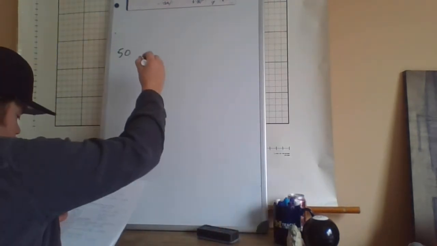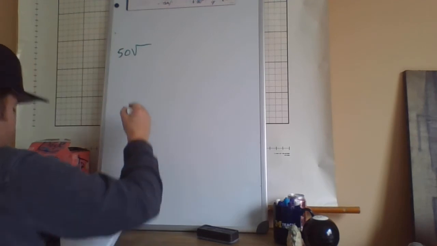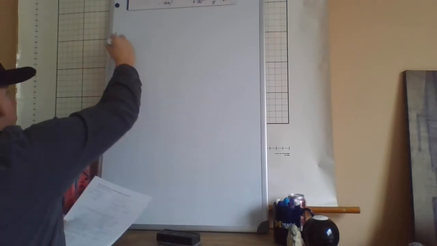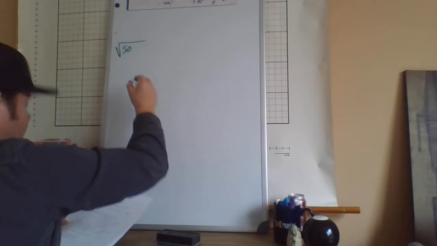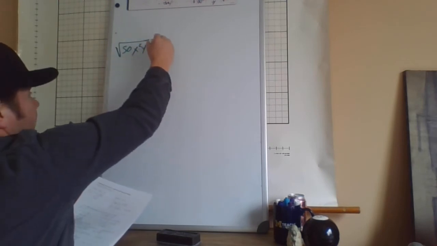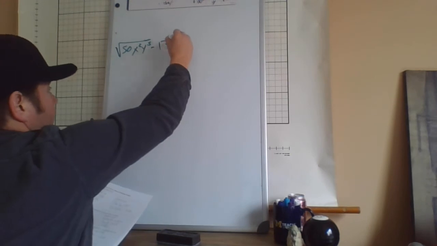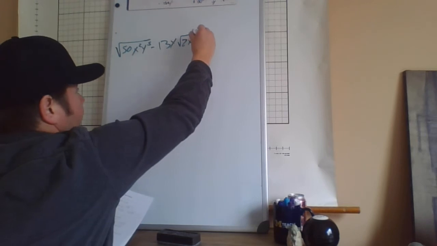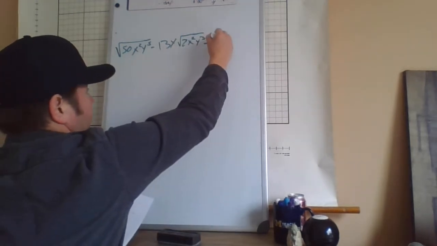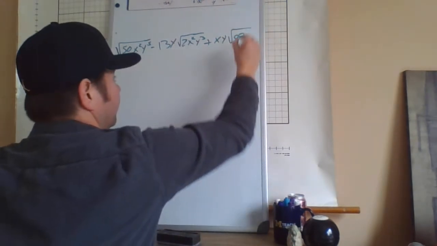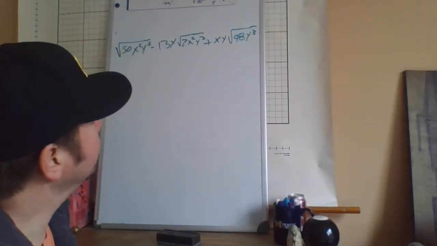50 times the square root. Oh, I already messed up. Square root of 50, x squared, y to the 5th, minus 13y times the square root of 2x squared, y to the 3rd, plus xy times the square root of 98, y to the 3rd. I'm already regretting putting this one on here. Whew, this is a lot.